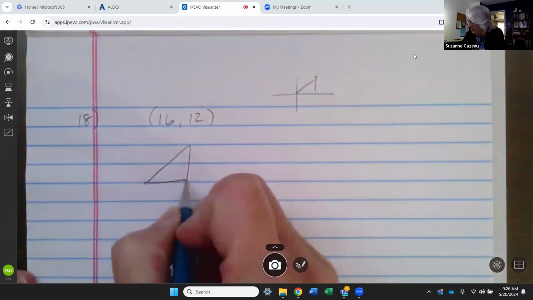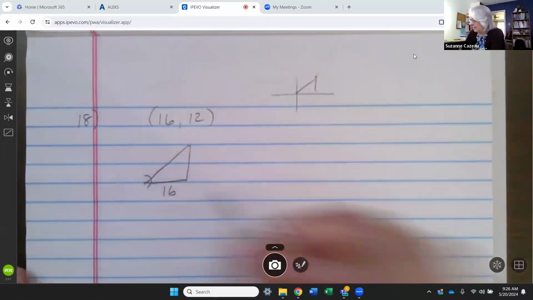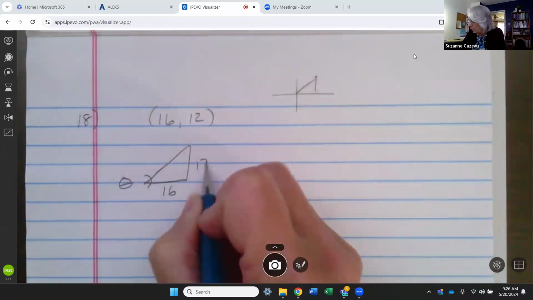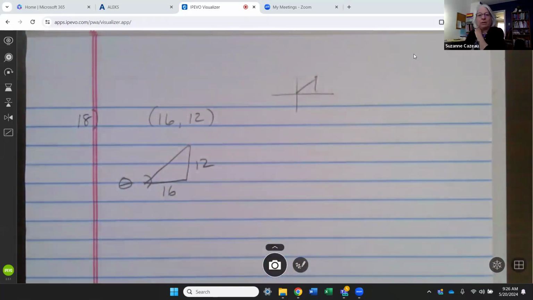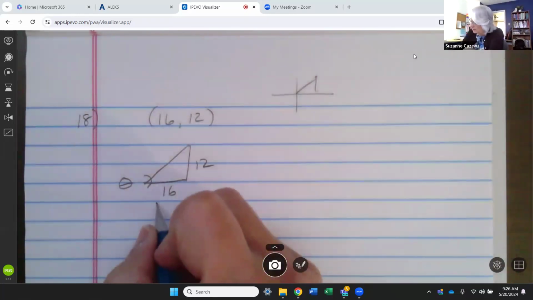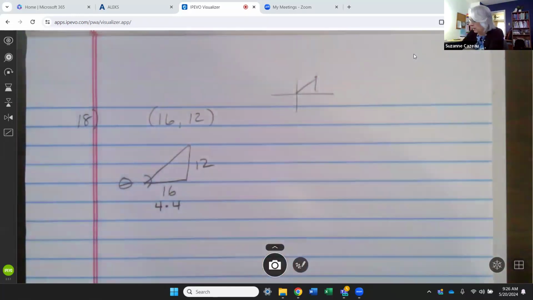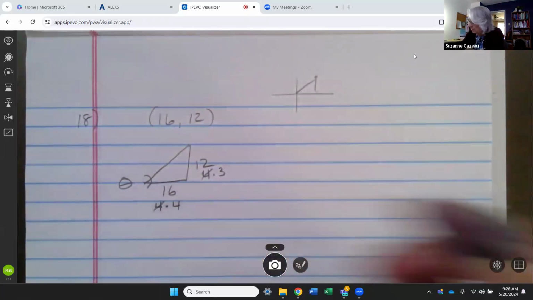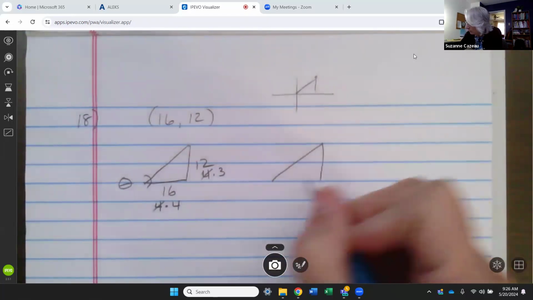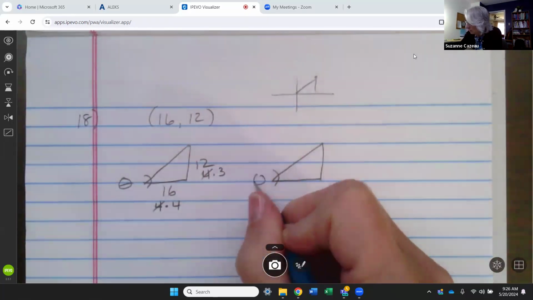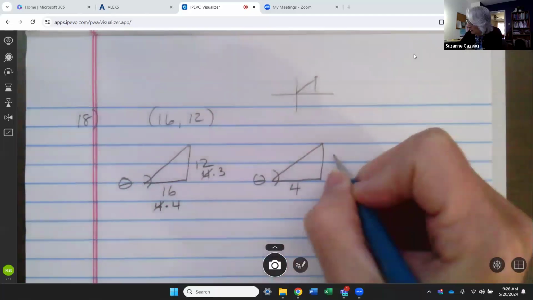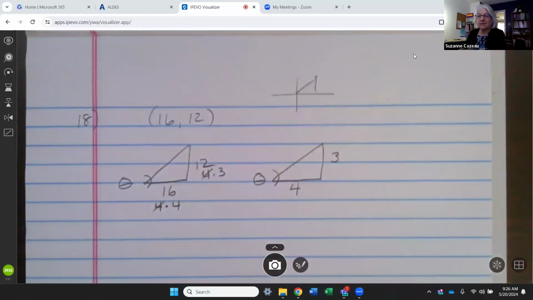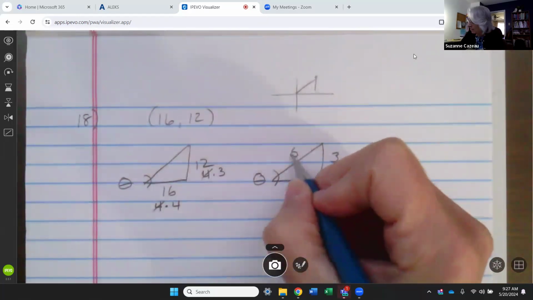I've got 16 on the X and 12 on the Y. And guess what? These are both even numbers. As a matter of fact, they're both divisible by 4. This is 4 times 4, and this is 4 times 3. So this gives us a similar triangle. It's a little easier to see what you're doing. You've got a 4 here and a 3 there. And oh, I recognize that. This is a 3, 4, 5 triangle.